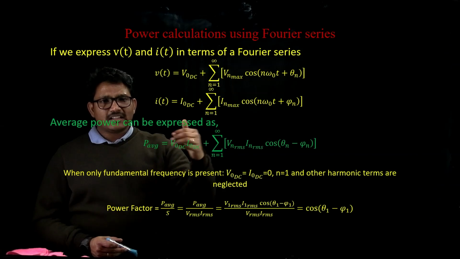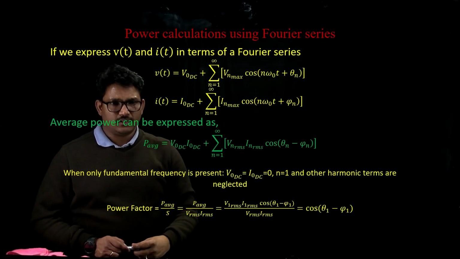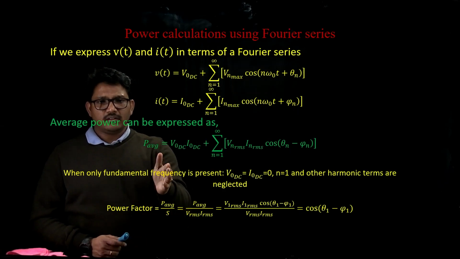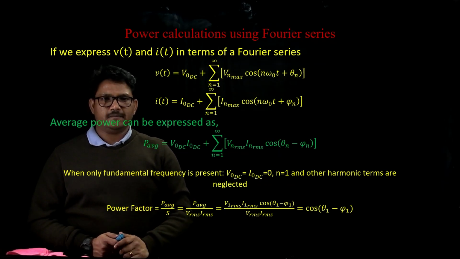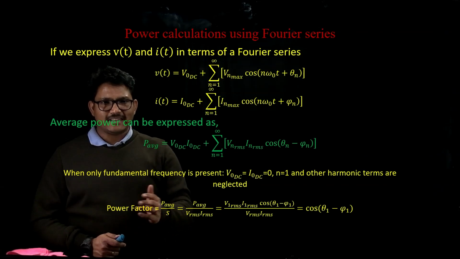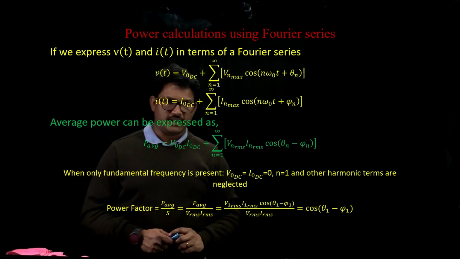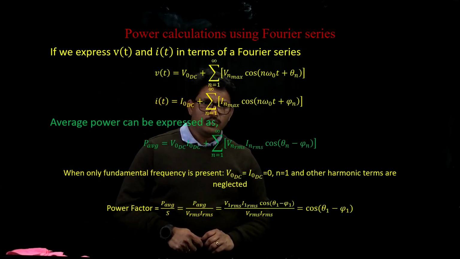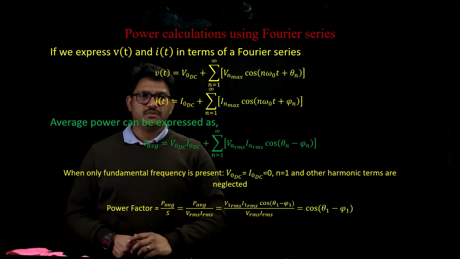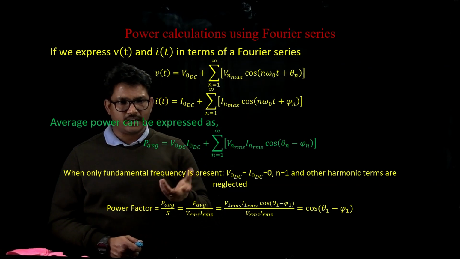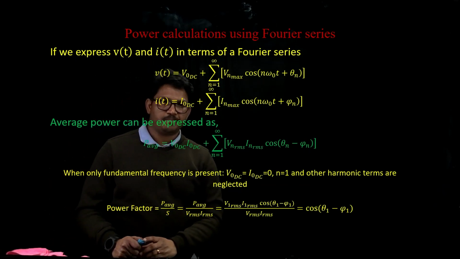Now if we want to get the power factor of this particular power, it is P, the real power, divided by MVA or S. The way we express S is with the RMS values of voltage and current. And the total RMS need not always be the same as the fundamental RMS value of the voltage and current. That is where the power factor comes into the picture.